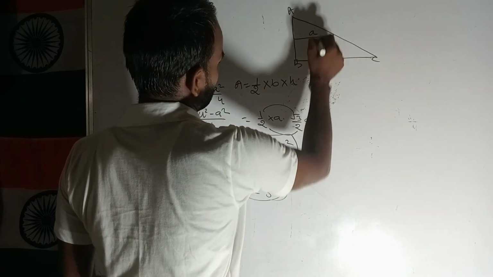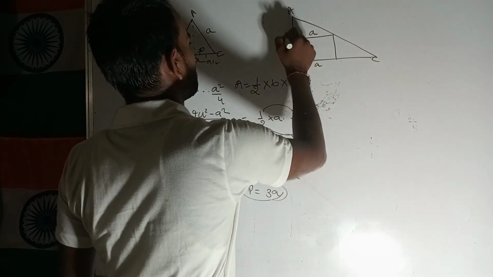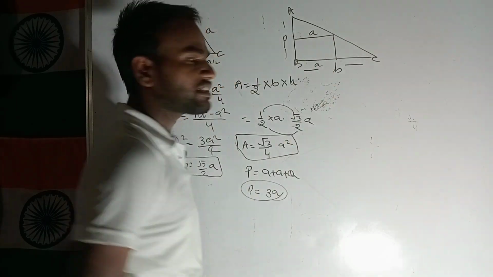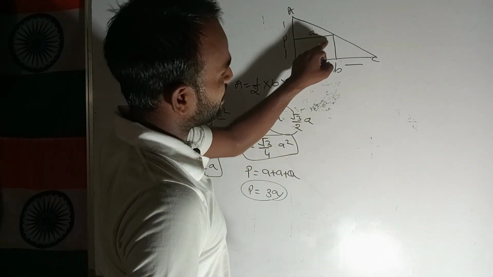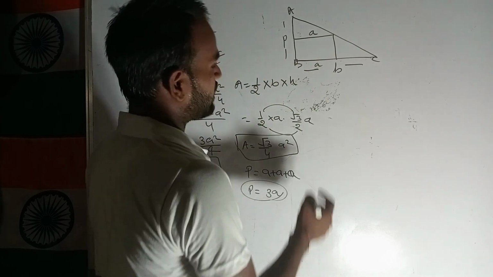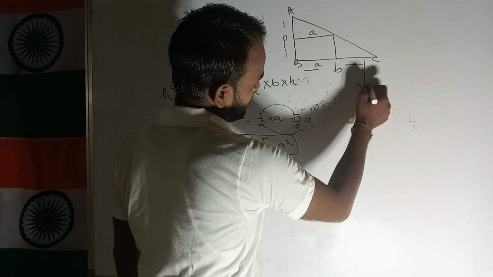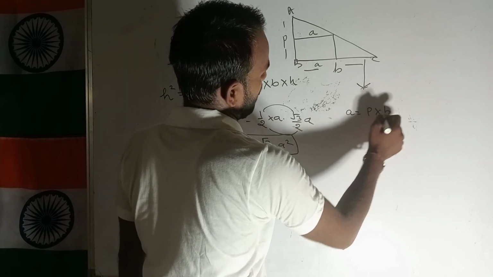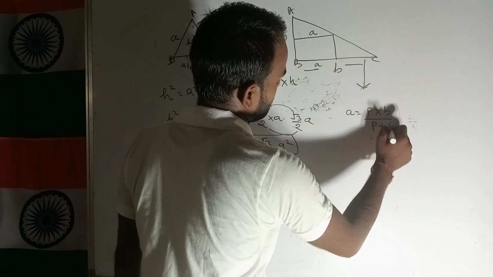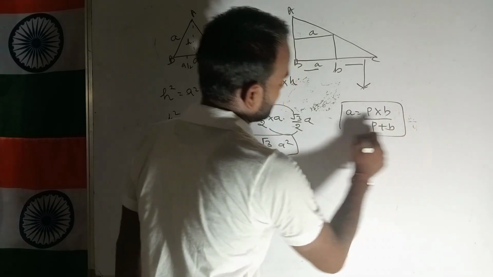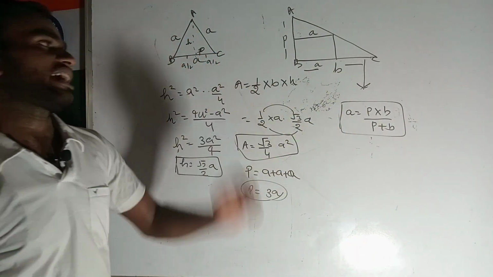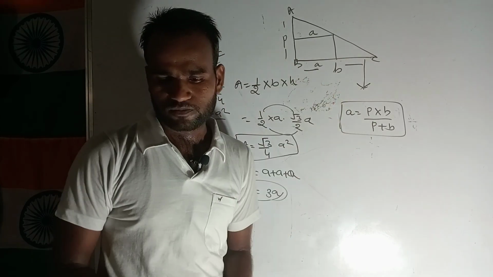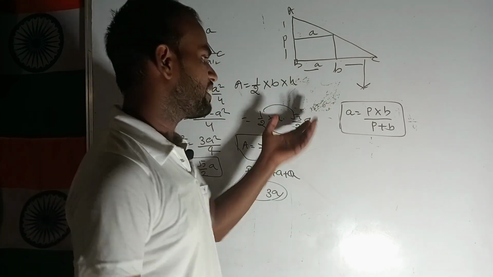This is A, this is A. P is the height and B is the total base. Then what is the value of A? Means what will be the length of the side of the square. Okay, let me explain here. A will be P into B upon P plus B. This will be the length of your square inscribed in the right angle triangle. This is the basic concept you should know. If any question is there in the competition, you will be able to solve it.